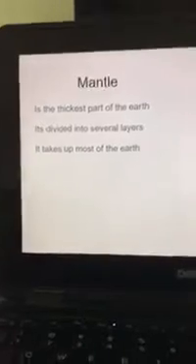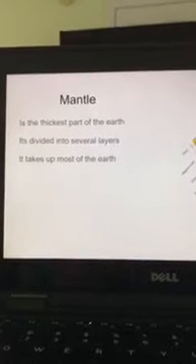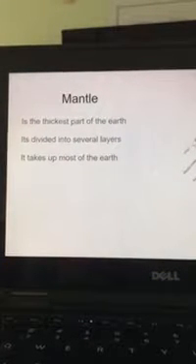Next, we have the mantle. It is the thickest part of the Earth. It's divided into several layers. It takes up most of the Earth.